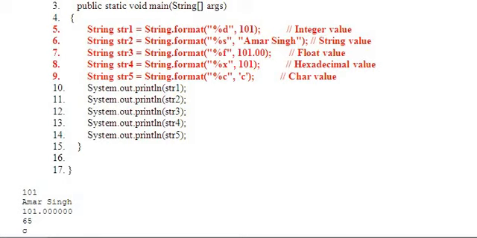Look at the output. As I told you earlier, %f takes the default number of decimal places as 6. So for line number 7, the output is 101.6 zeros, and the hexadecimal value of 101 is 65. %c takes only one character. %s is string.